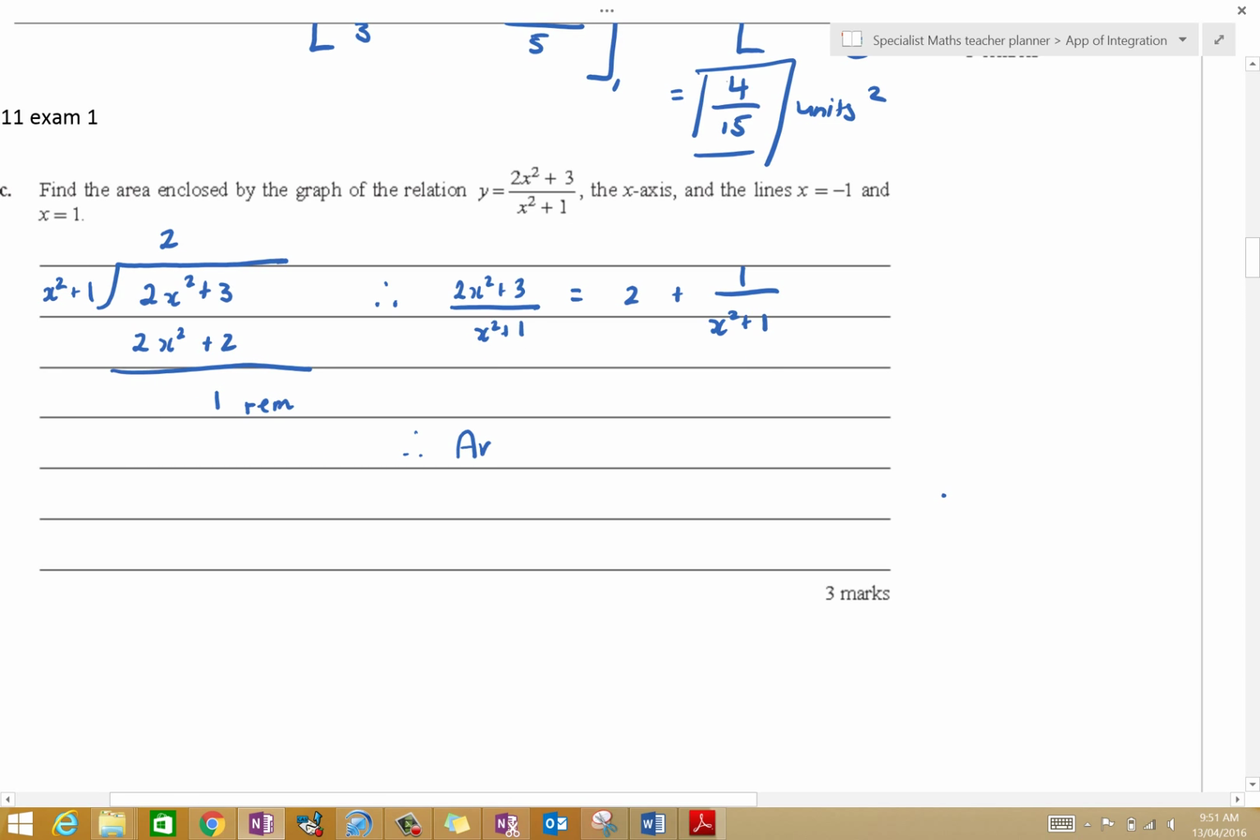Therefore, the area is equal to, and we know that it's positive area because we've had a look at it, and we know that x squared plus 1 has to be positive, doesn't it? So it's going to be positive area. Don't really need to know what it looks like.